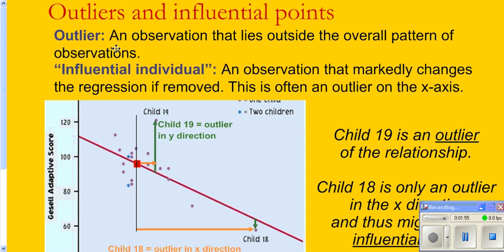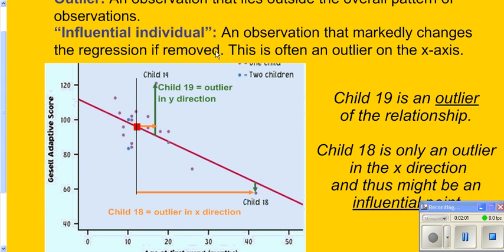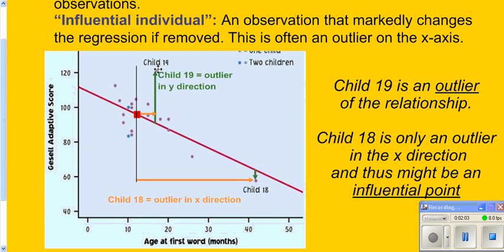An outlier is an observation that's significantly different than the overall pattern. Here we have an outlier, you might say, which is child 19. It's significantly higher than all the other points. We also have an outlier in the horizontal direction, which is 18. However, we would say 18 is not an outlier in the context of the problem.